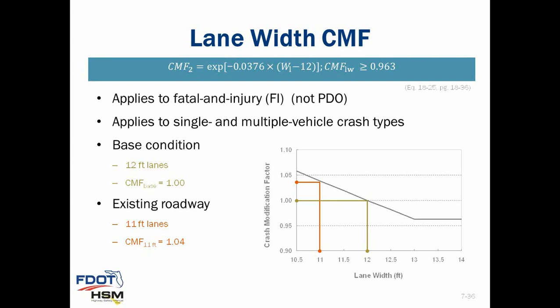Now consider a freeway segment that has 11 foot lanes. You locate 11 on the x-axis, go up the red vertical line to the CMF trend line, and then follow the red horizontal line over to the y-axis. There we find a CMF value of 1.04. The value of 1.04 tells us that since the segment's lane width is narrower than base conditions, the segment is expected to experience 4% more crashes than a segment with base conditions.